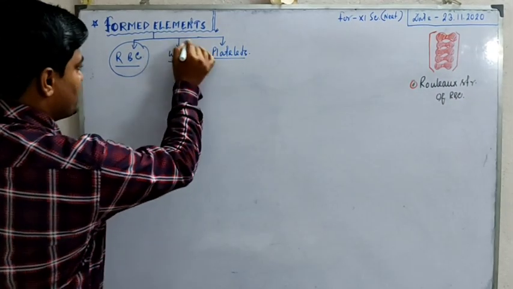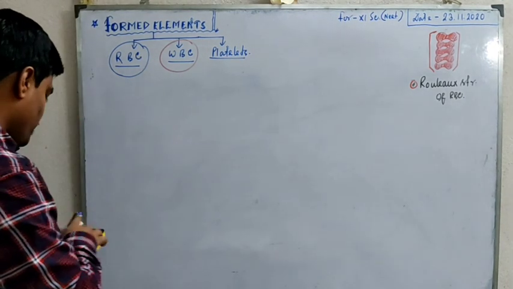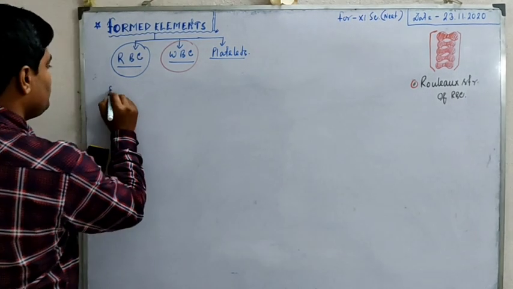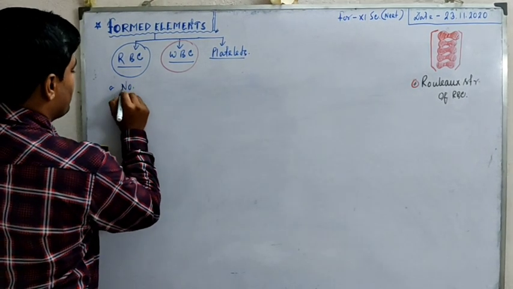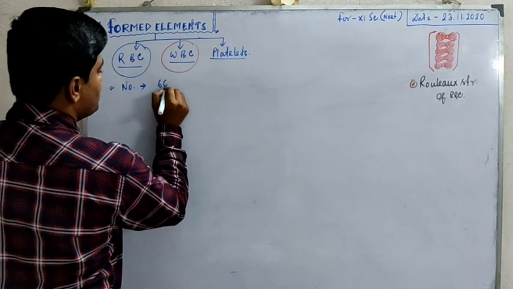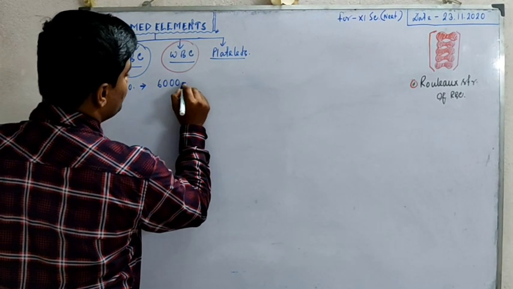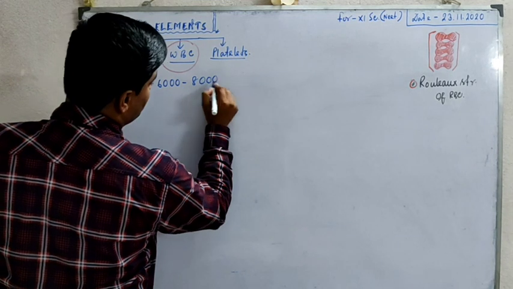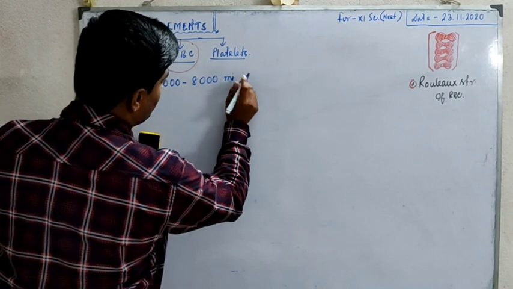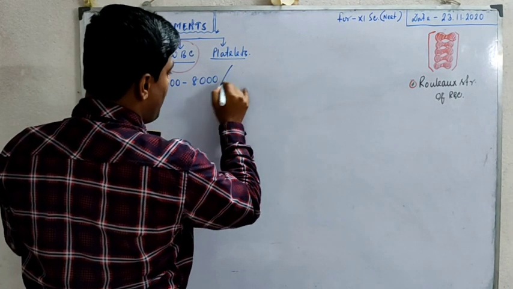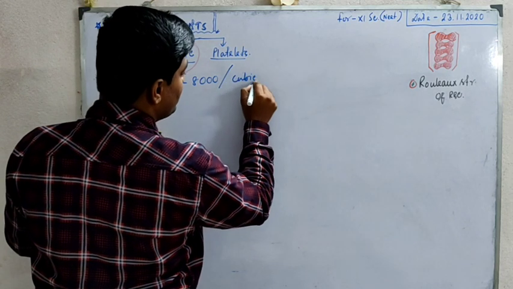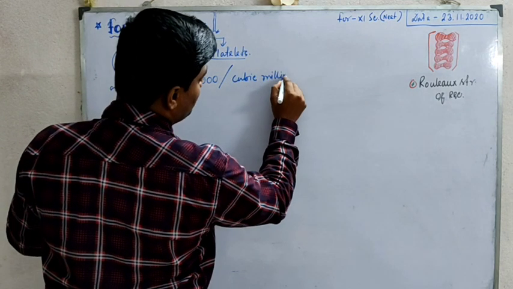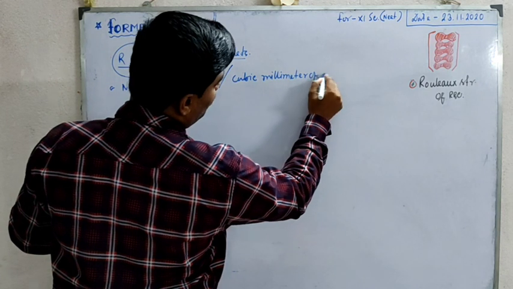Now we move to WBC or leukocyte. First, the number: 6,000 to 8,000 per cubic millimeter of blood.